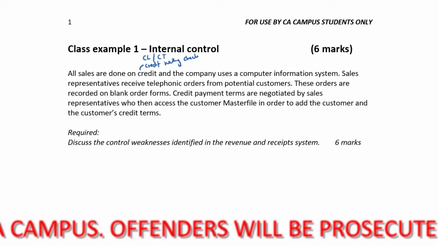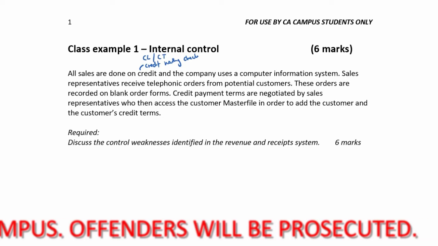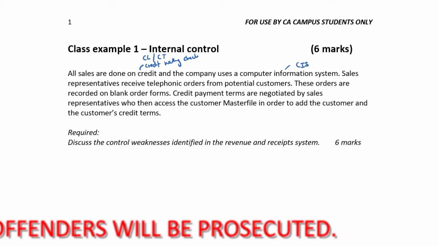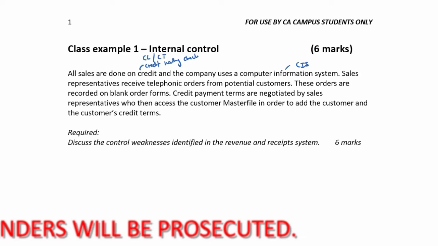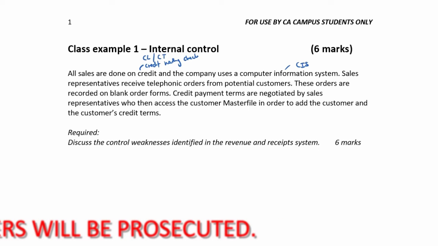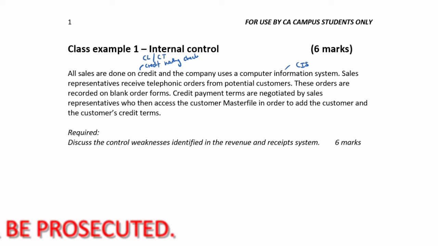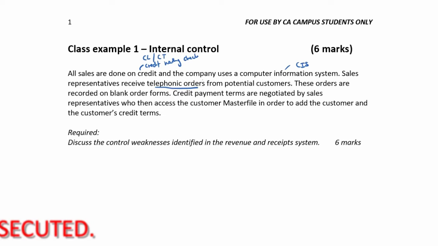And the company uses a computer information system. So I just make a note, a computer information system. We don't know too much about that just yet. That's coming up in a later test. Sales representatives receive telephonic orders from potential customers. So now, orders are telephonic, so there's going to be no external sales order.